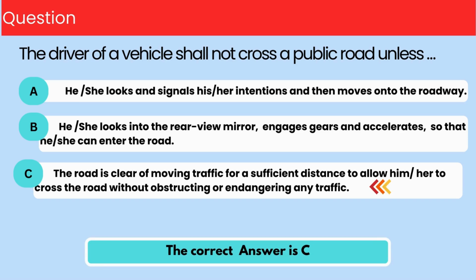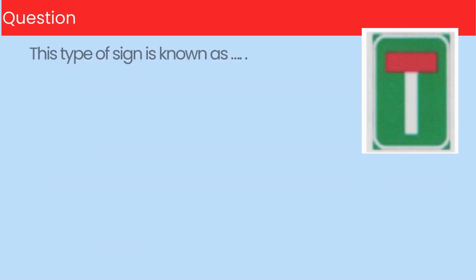According to road rules, a driver must ensure that the road is clear of any approaching traffic and that there is enough distance to safely cross without causing any obstruction or danger to other road users. Simply looking and signaling, as mentioned in options A and B, is not enough if the road is not clear for a safe crossing.